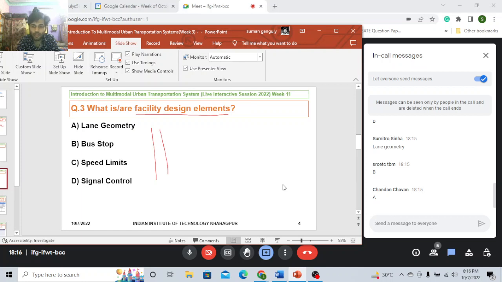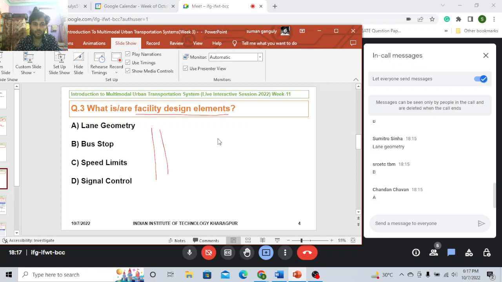So then that geometry will matter, right? Or as you would have already known, those BRTS systems, bus rapid transit corridors, wherever they are, you have a dedicated separate right of way. So there also, how many lanes and what is the width of the lane, those things have to be decided, right? So lane geometry as well as bus stop, these are the two things coming under the category of facility design elements. So then what is the facility control?